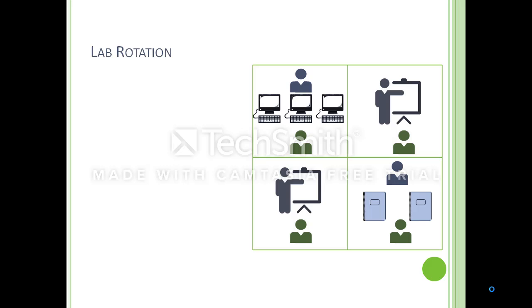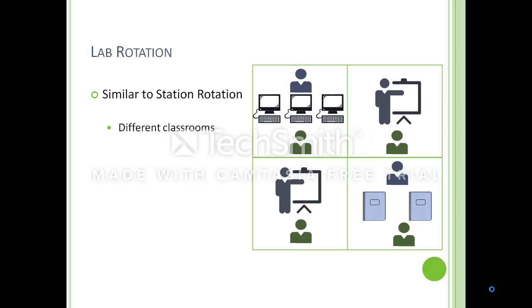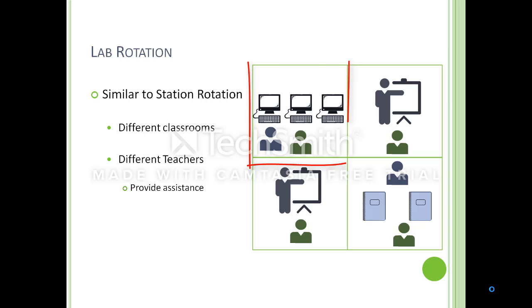Lab rotation is similar to the station rotation. However, 2 of the main differences are that the rotation occurs between different classrooms with different teachers or paraprofessionals in each of the classrooms, providing assistance when needed. With lab rotation, there is a dedicated computer lab in which online learning can occur.